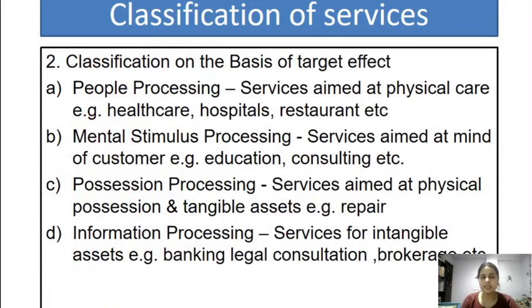The second one is classification on the basis of target effect. In this classification, the types of services are people processed, mental stimuli processed, possession processed, and information processed. What is people processed? These types of services are aimed towards the physical care of people, which involves healthcare and hospitals. The second one is mental stimuli processing, which involves the mind of the customer, or services related to mental stimuli. Examples are education, consulting, etc.